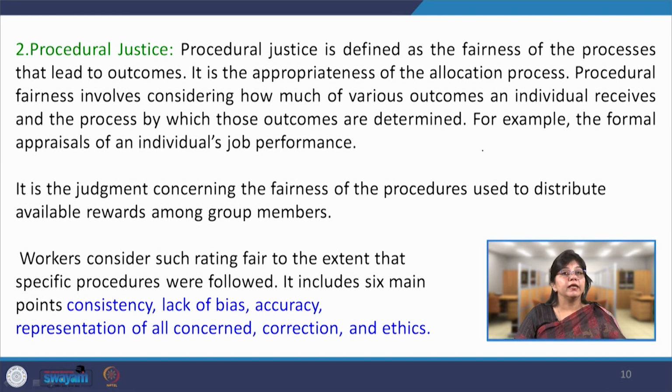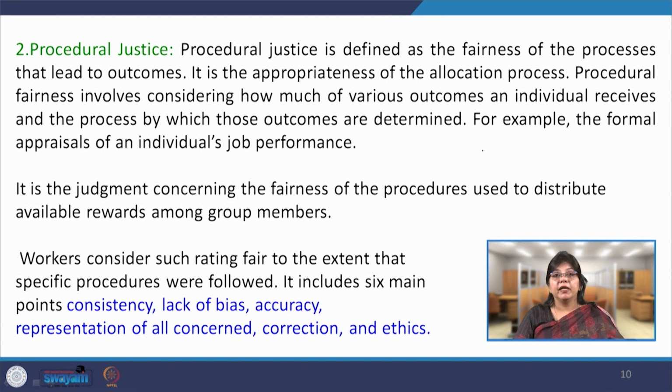Workers consider such rating fair to the extent that specific procedures were followed. Now, these policies and procedures are so critical in nature that according to psychologists, if certain points or criteria are not being matched, then it can lead to a sense of dissatisfaction and reduced commitment among employees. Now, what are those 6 parameters which say that the procedure is fair? It is consistency, it is lack of bias, that means there is no partiality and everyone is considered as equal, accuracy or precision, representation of all concerned, correction and ethics.